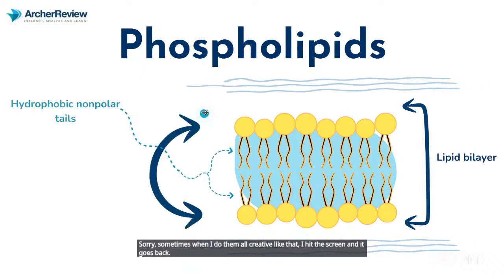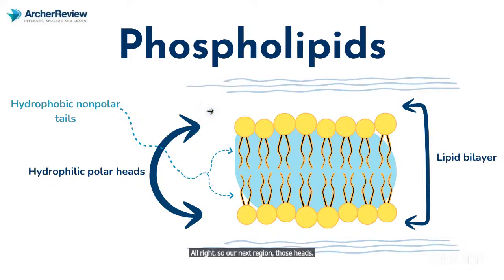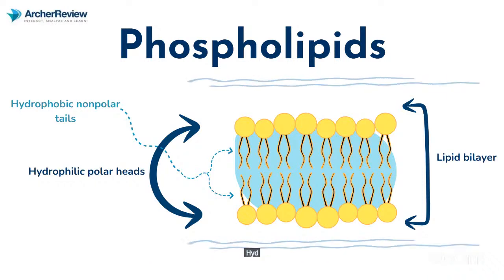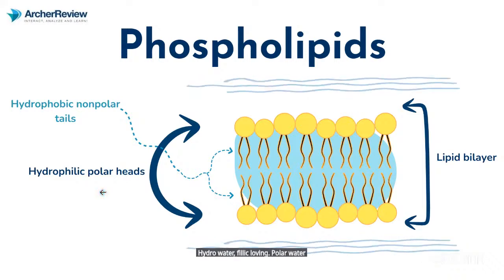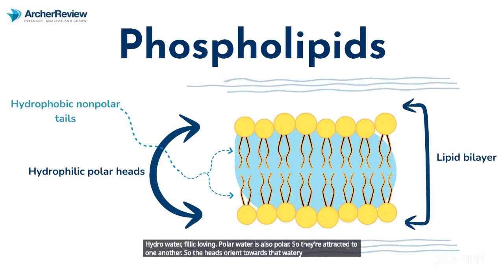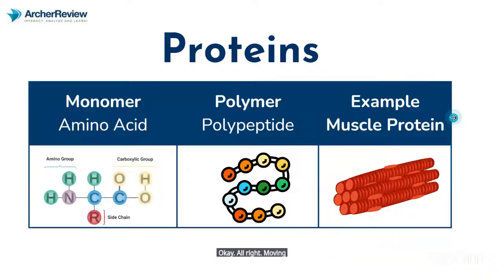All right, so our next region, those heads, are known as hydrophilic polar heads. Hydro, water, philic, loving, polar, water is also polar. So they're attracted to one another. So the heads orient towards that watery exterior environment of the cell and the watery interior environment of the cell. Okay. All right, moving right along.